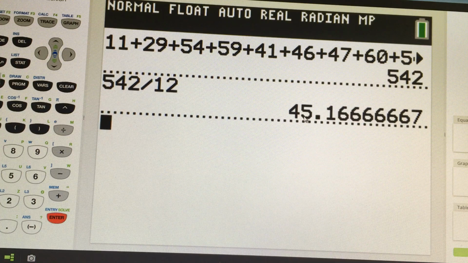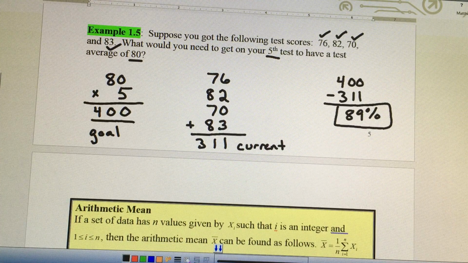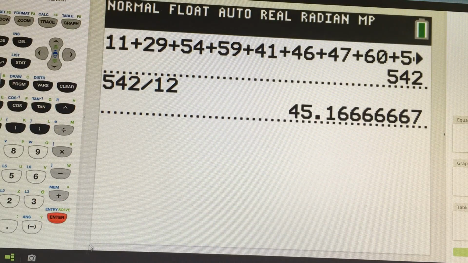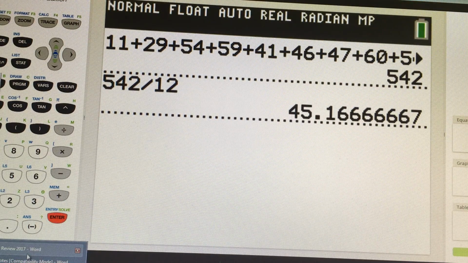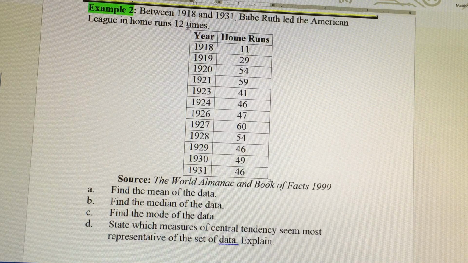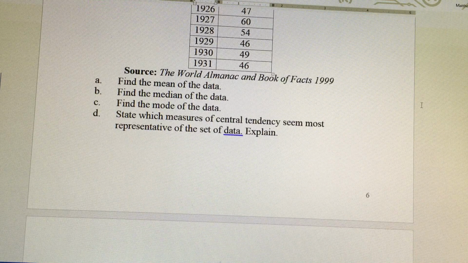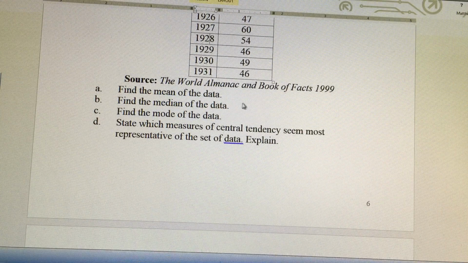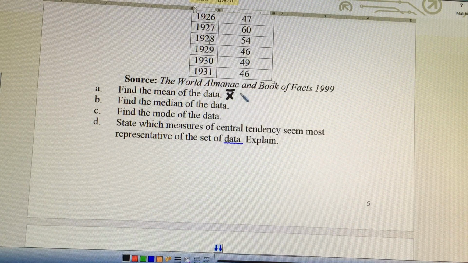Babe Ruth hit an average of about 45.167 home runs per year. In all of those years where he led the league, he had an average of 45.17. So let me come over here to my Word document, and we would say that our average, our X bar, is 45.17.